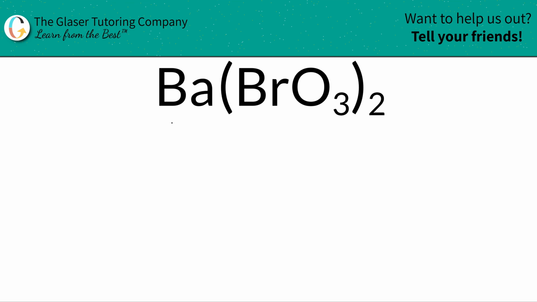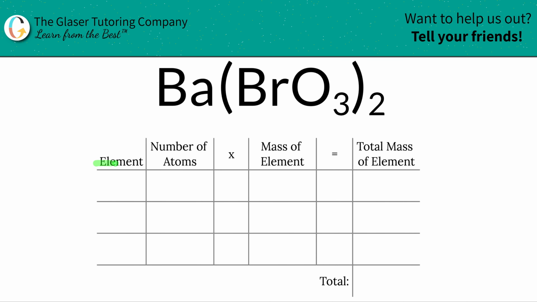Today, I'm going to teach you how to find the molar mass of barium bromate. And to do that, I'm going to use the help of this little table. Let's take a look. Bam! So the first thing is I'm going to write the elements that I see inside the compound. So I have barium, I have bromine, and I have oxygen.